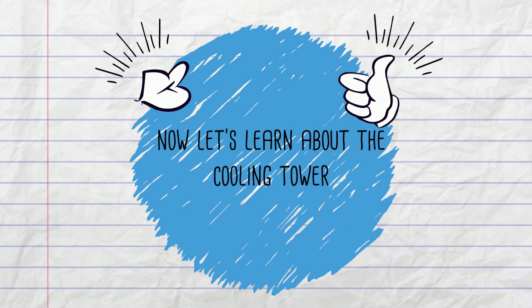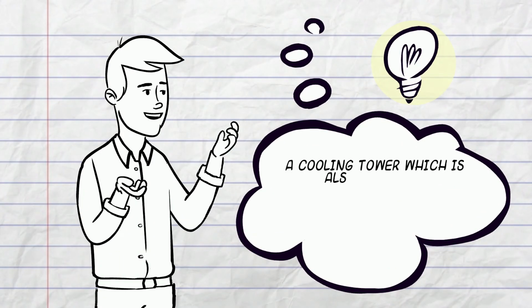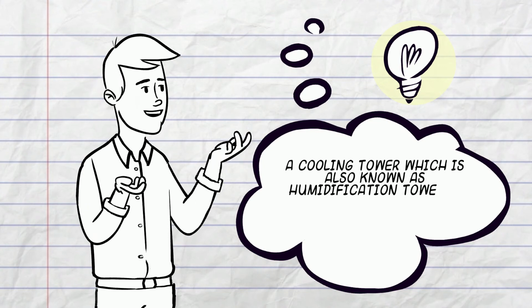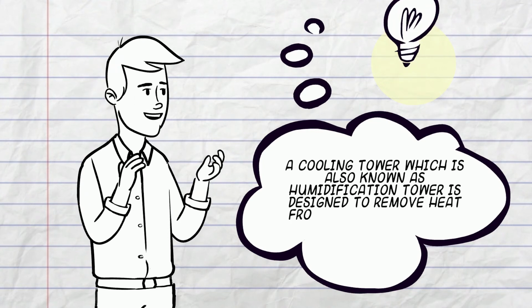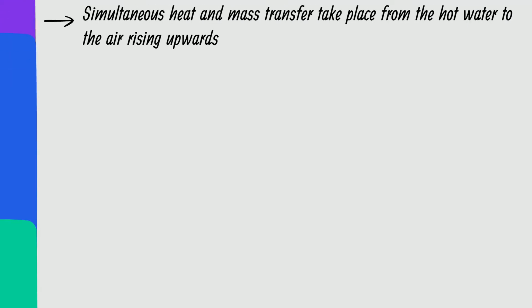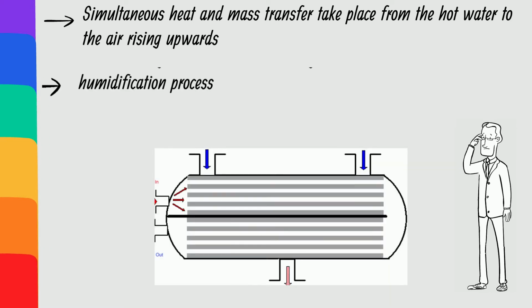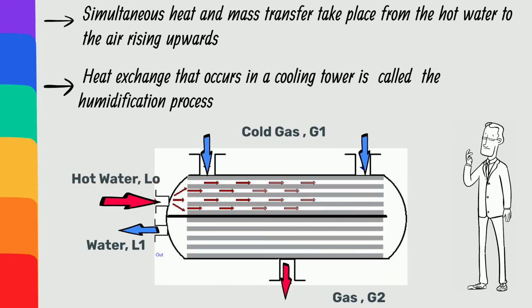Now, let's learn about the cooling tower. What is a cooling tower? A cooling tower, which is also known as a humidification tower, is designed to remove heat from cooling water of a building or chemical plant. Simultaneous heat and mass transfer take place from the hot water to the air rising upwards. Heat exchange that occurs in a cooling tower is called the humidification process.